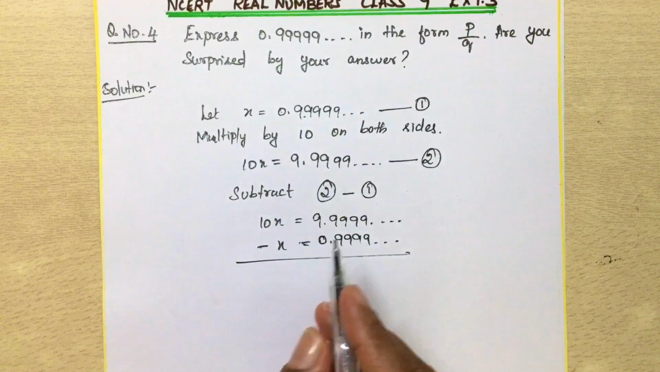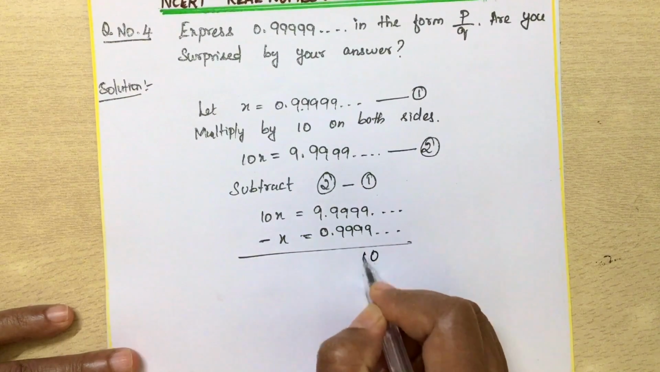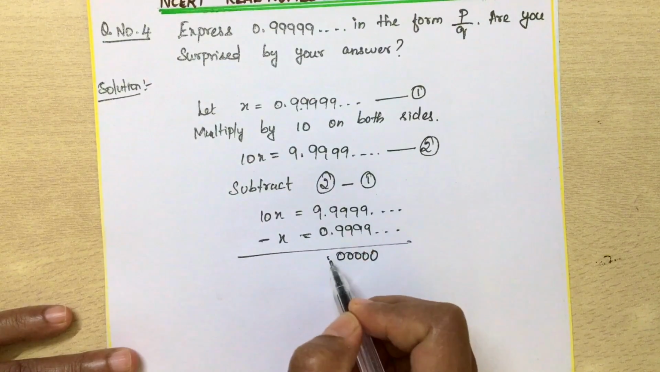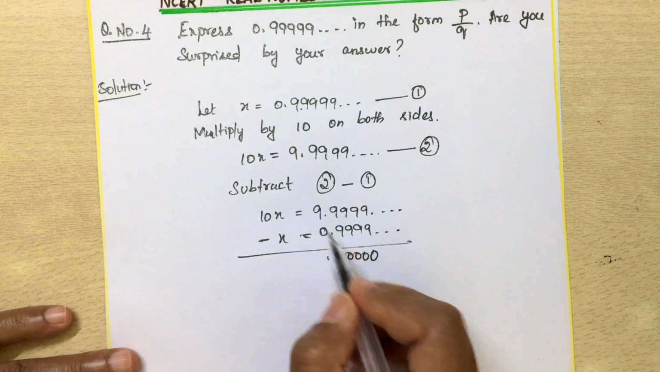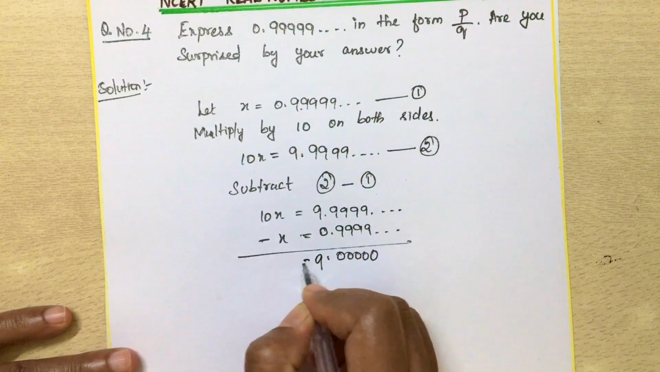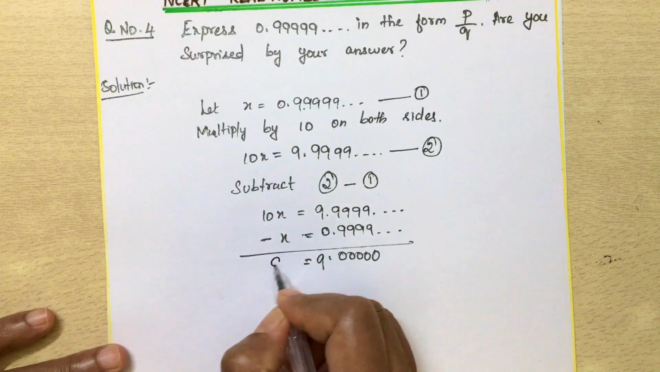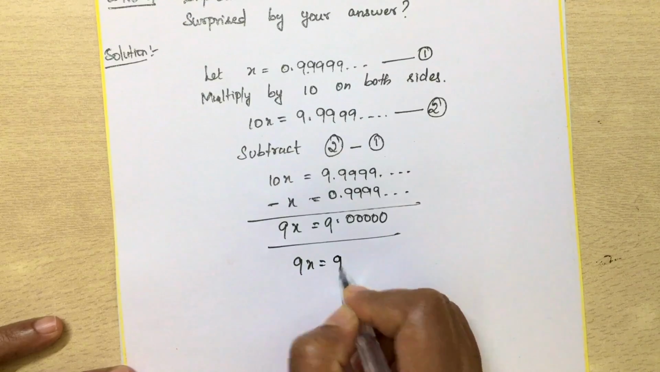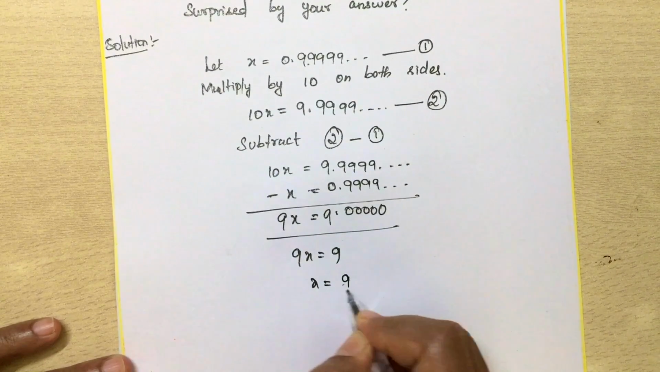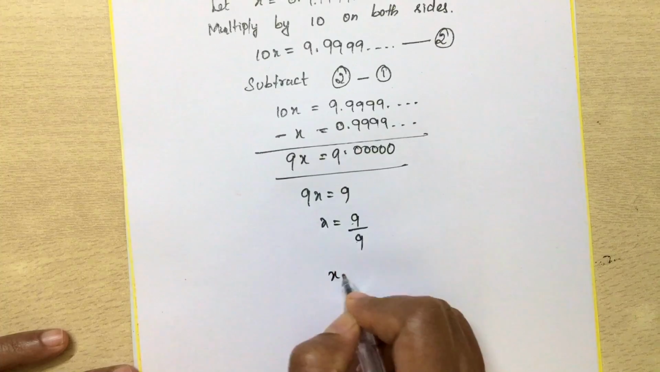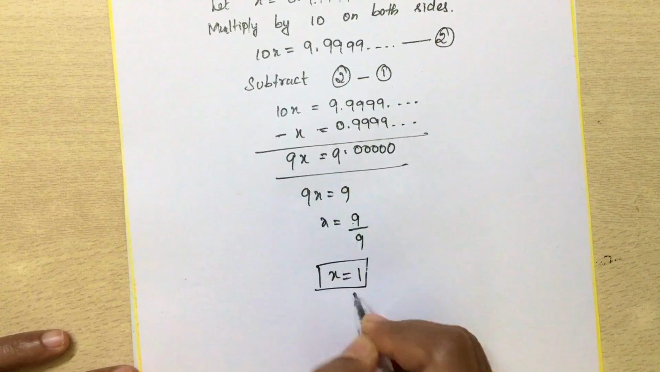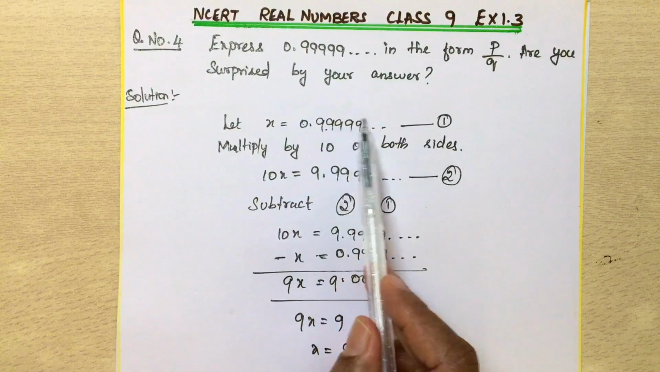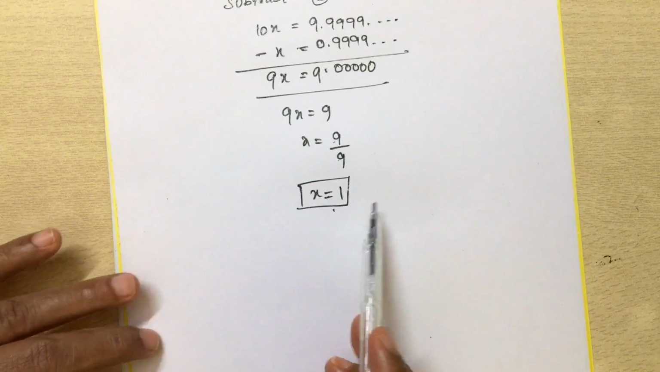Now when we do the actual subtraction, as you know, everything on the right side of the decimal becomes 0. Before the decimal, 9 minus 0 is 9, which is equal to 10x minus x, that is 9x. So we have 9x is equal to 9. x is equal to 9 divided by 9. The x value is 1. So you can see that 0.999 recurring is equal to 1.